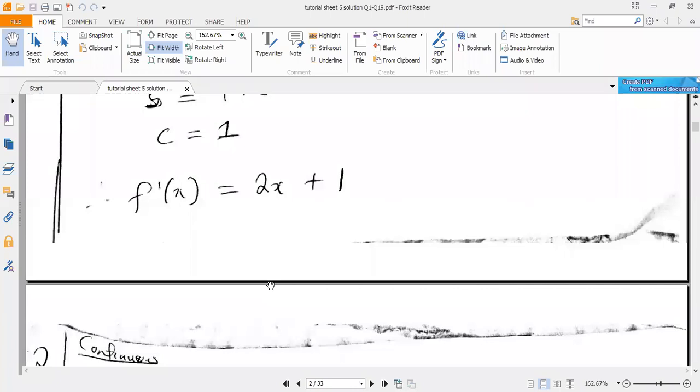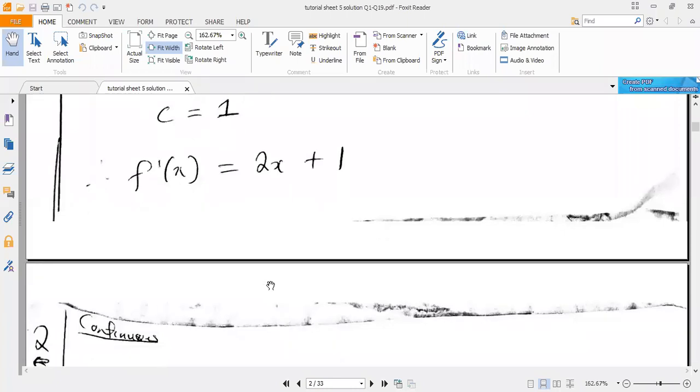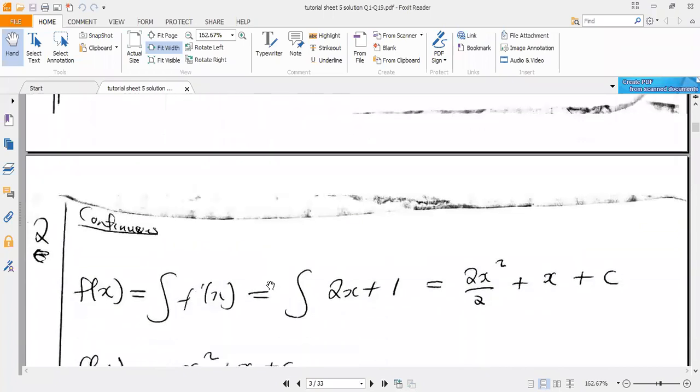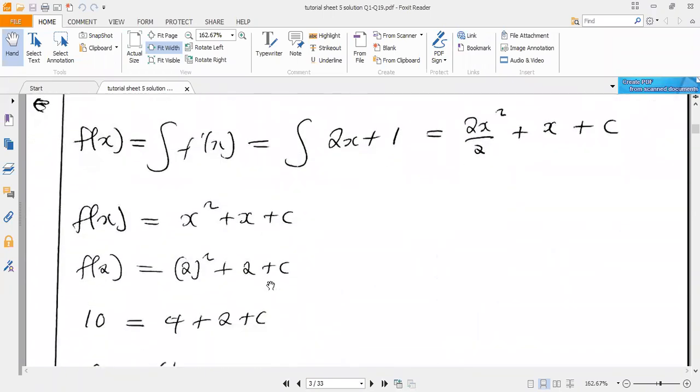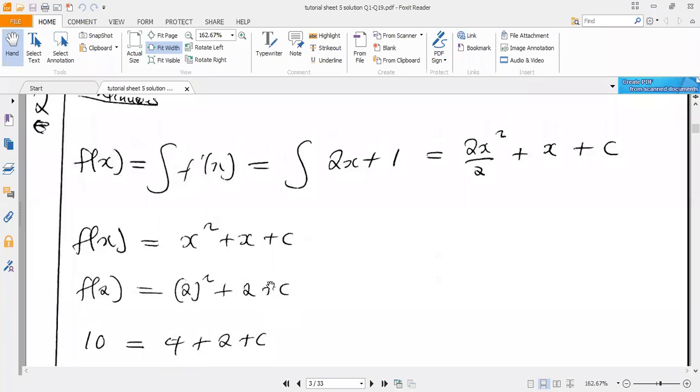But then our main goal is to find f of x. So we're still going to integrate the 2x plus 1. The integral of 2x plus 1 will be equal to 2x squared over 2 plus x plus another constant c, because whenever you're integrating, you have to find a constant. So now our f of x will be equal to x squared plus x plus c.